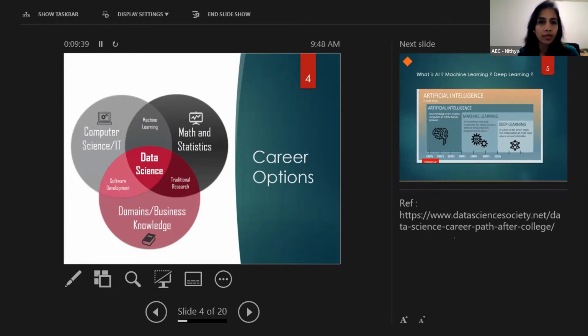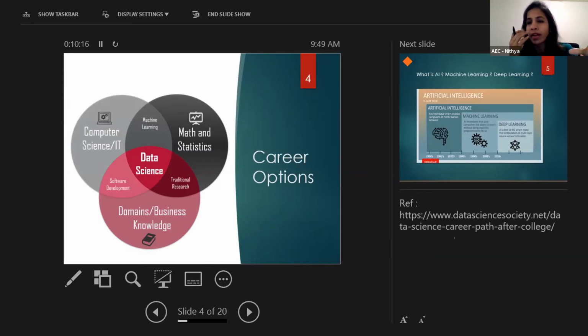And then you also have your domain and business knowledge, which leads more to product management or business analysis or sales-driven roles, etc. So in between all these things, it's where your data science sits. So if you're looking to grow your career in future into data science, you have pretty much these wider options to choose from, depending on your skill set and depending on where your interest is lying, right?